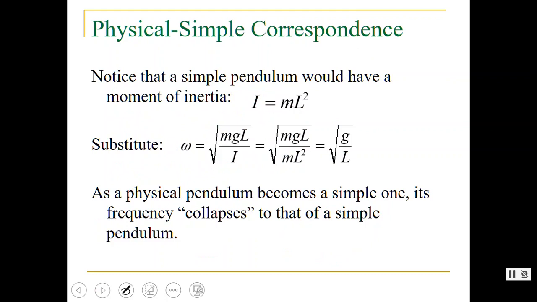And if you actually treat a simple pendulum as a physical pendulum, you can relate them together. Basically what you find is that a simple pendulum is just a special case of a physical pendulum. So if you let the moment of inertia of the physical pendulum be ml squared, then you end up getting the square root of g over L from this. So your simple pendulum is just a special case of a physical pendulum.